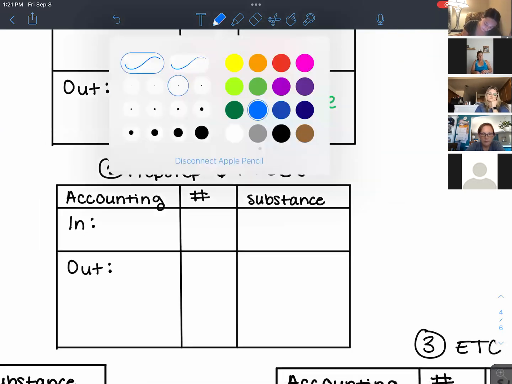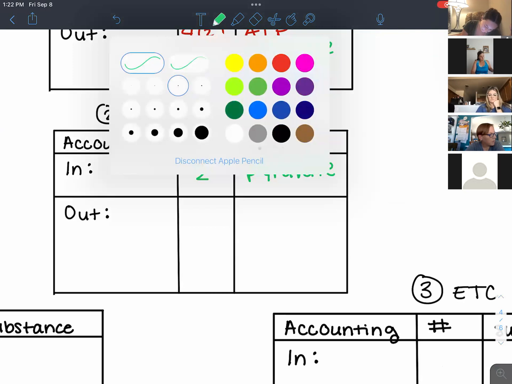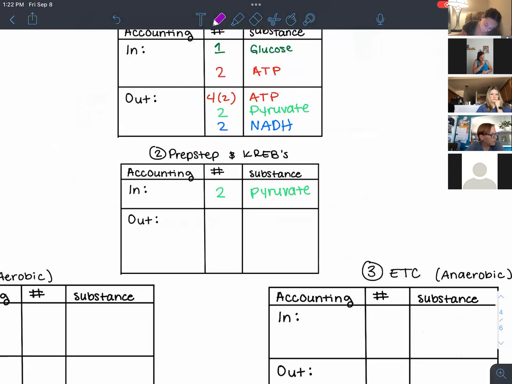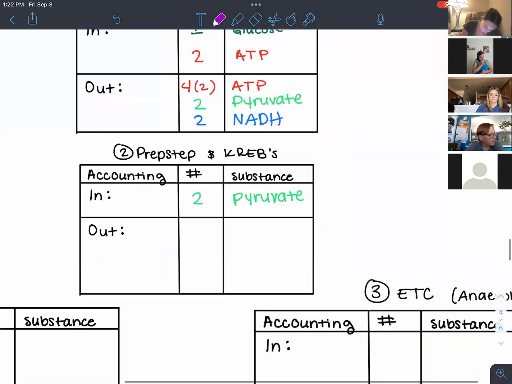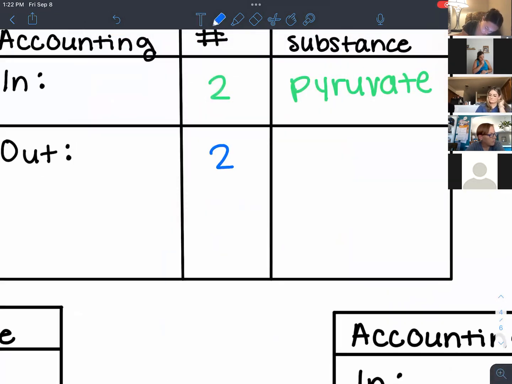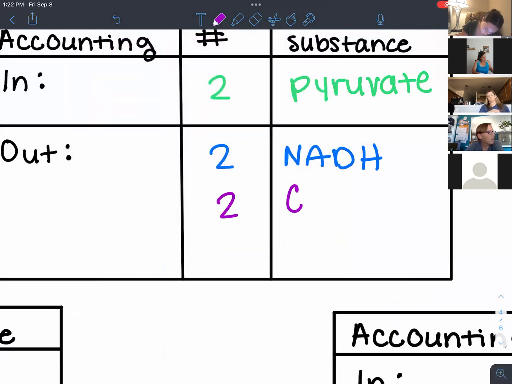Or the prep step of the Krebs cycle, I'm sorry. Pyruvate. So our pyruvate from above will go into there. And then what do we get out? 2 NADH. And 2 CO2. And 2 acetyl-CoA. Yes. I have a question about acetyl-CoA.